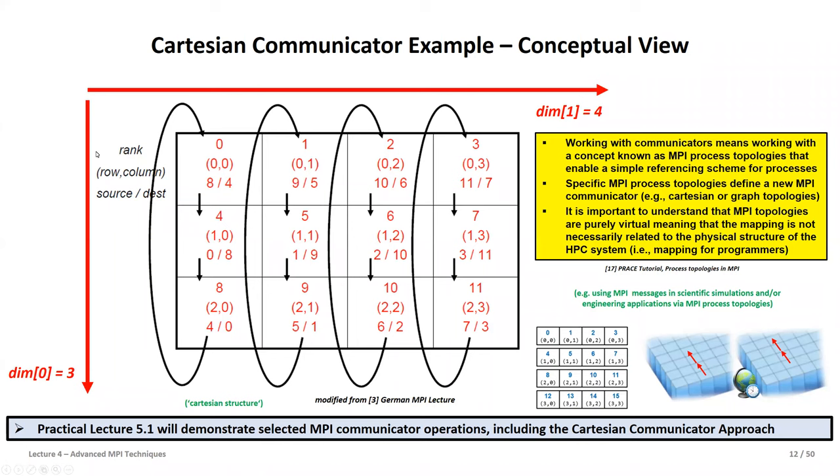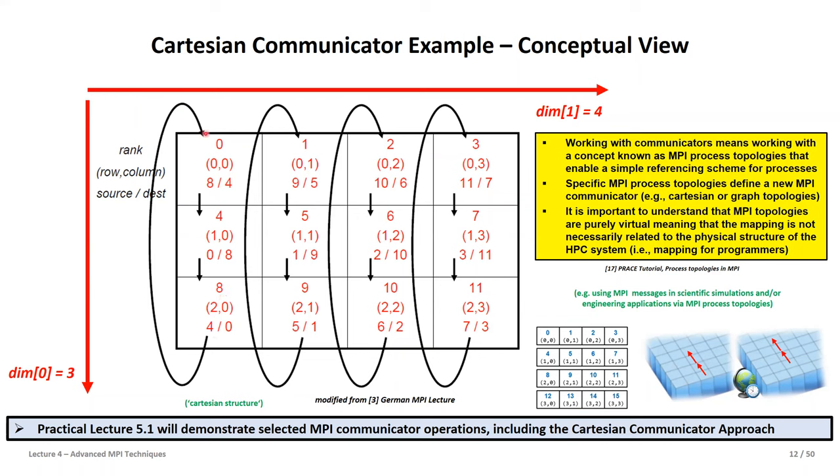So here's a good example of a 3x4 domain decomposition. Let it be the ocean, and you want to have this wave propagation. Waves usually go with the wind, so let's assume the wind comes from here. Rank 0 wants to send to rank 4 and then to rank 8 in a systematic way.